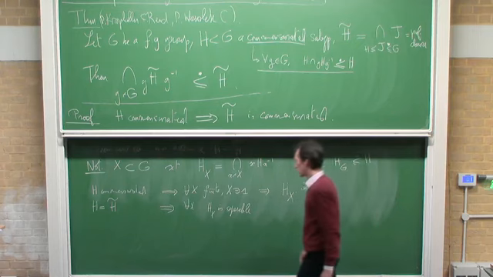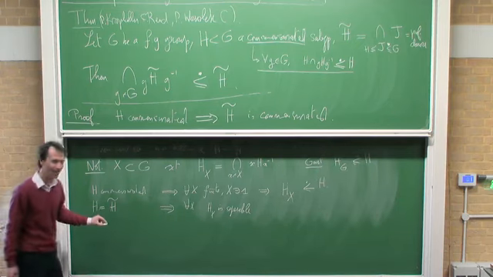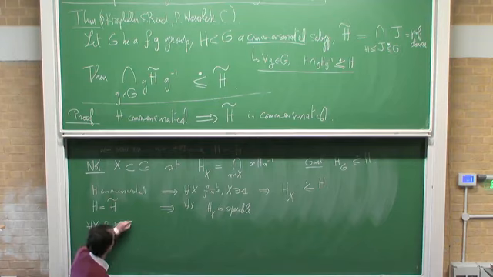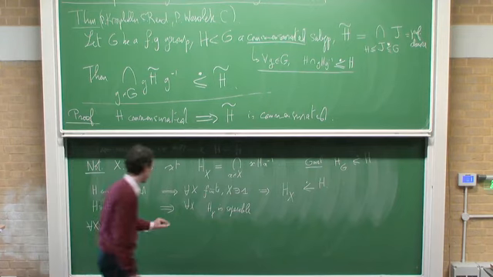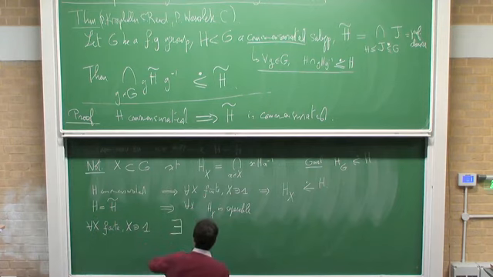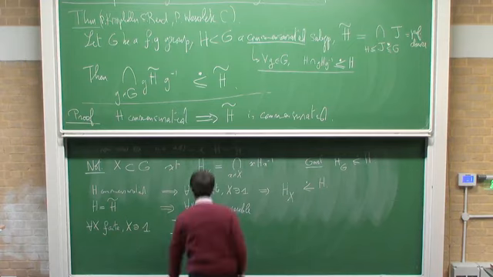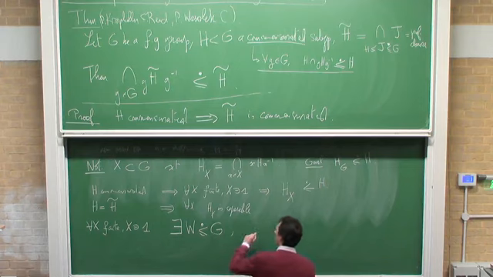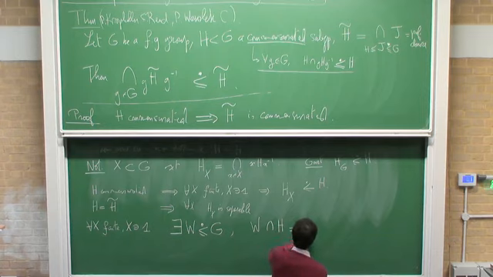Okay. And so if I put the two together, it means that for every finite X containing 1, I can find a subgroup W of finite index in G such that if I intersect W with H, I get Hx.